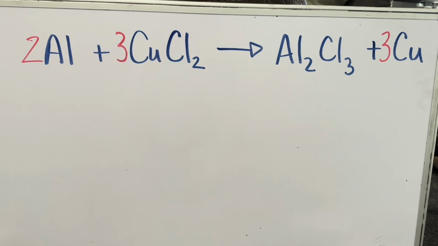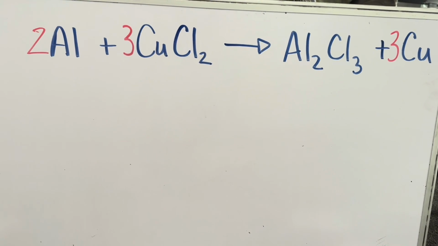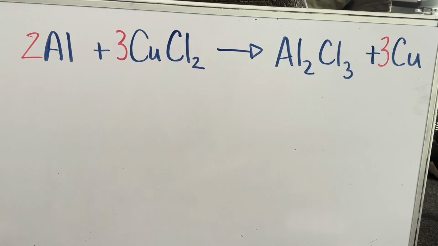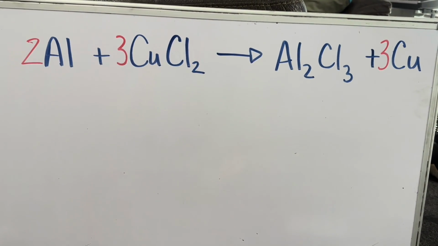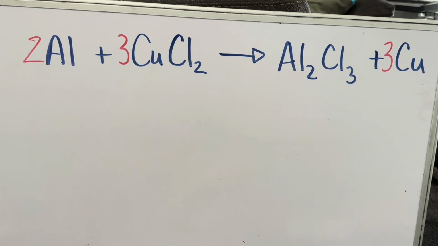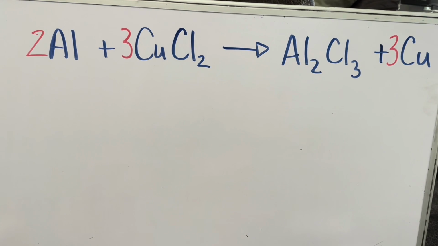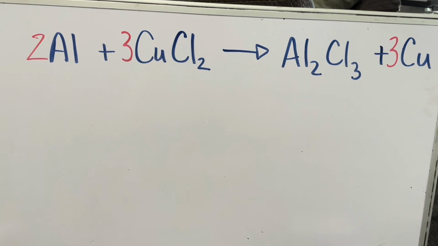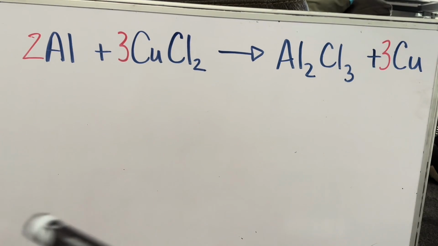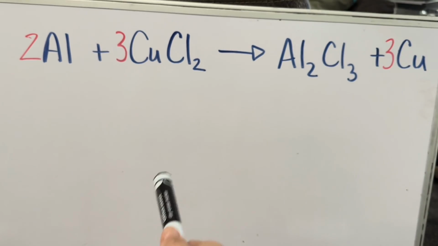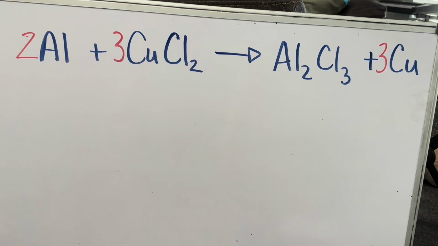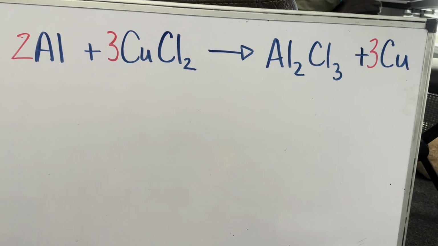Hopefully, you know that those coefficients tell us the amount of each type of atom we have every time this chemical reaction happens. So for this reaction to happen, we've got to have 2 atoms of aluminum, and that's got to combine with 3 units of copper chloride. I use the word unit there because copper chloride is ionic, it's not a molecule. Right? And then every time 2 aluminums and 3 copper chlorides react, we get out 1 aluminum chloride and 3 atoms of copper, right?